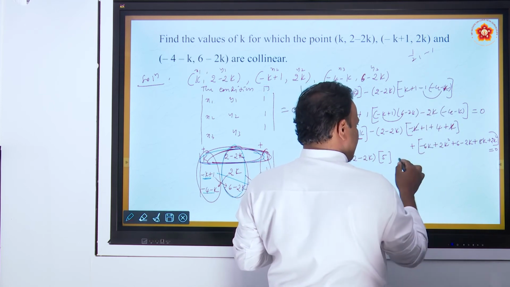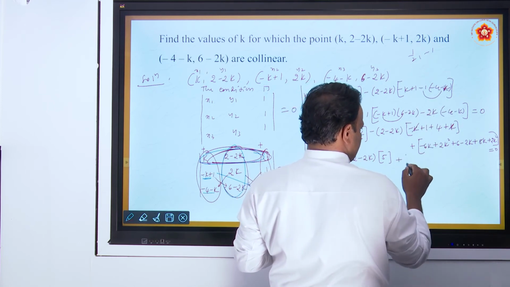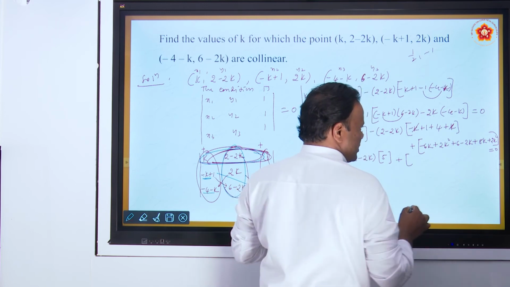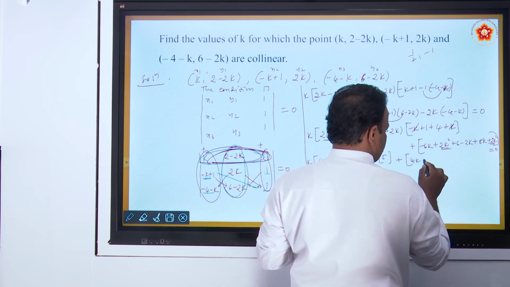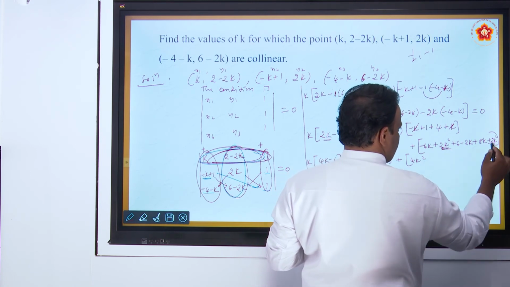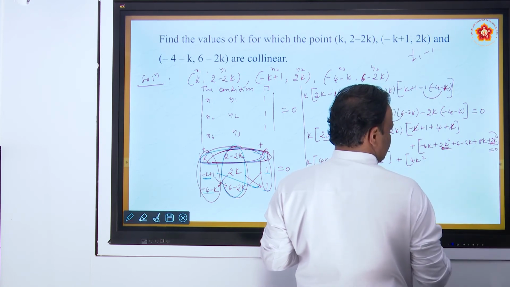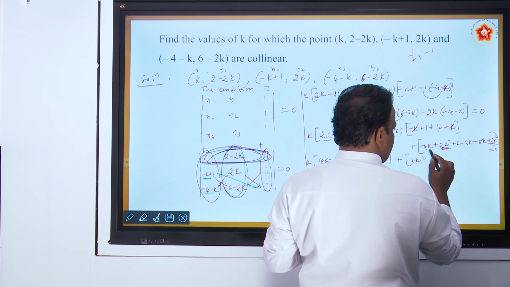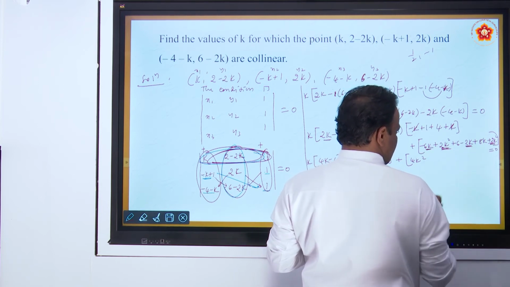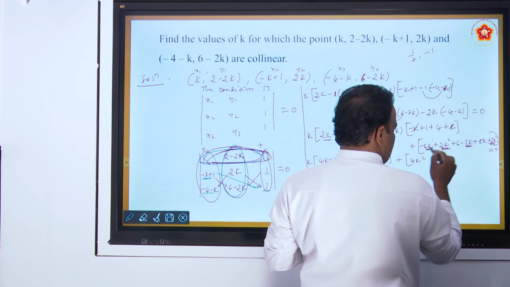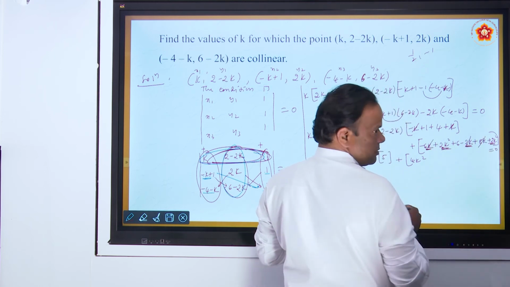Next 5. Next this bracket here, observe here 2k square plus 2k square, this is 4k square, correct. Like terms, 2k square plus 2k square, 4k square. Here is minus 6k, here is minus 2k. What is minus 6k minus 2k? Minus 8k. Minus 8k plus 8k get cancel.